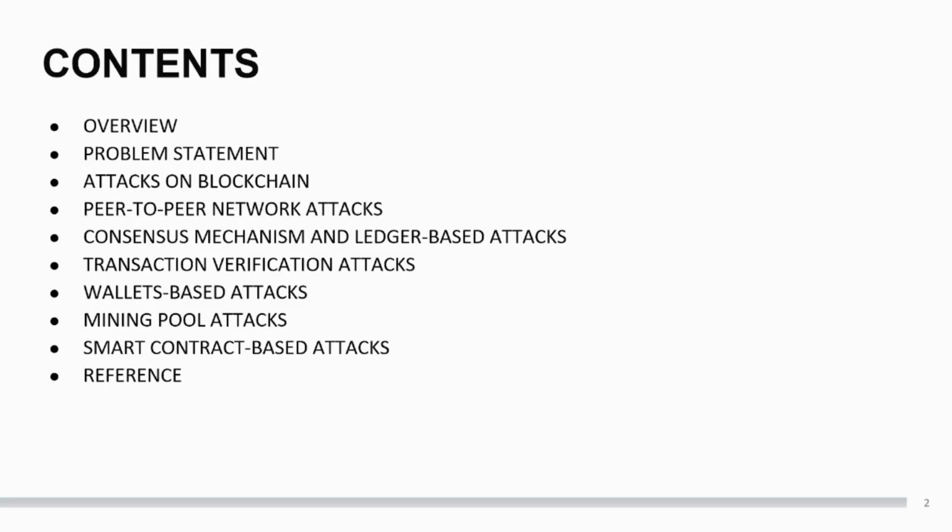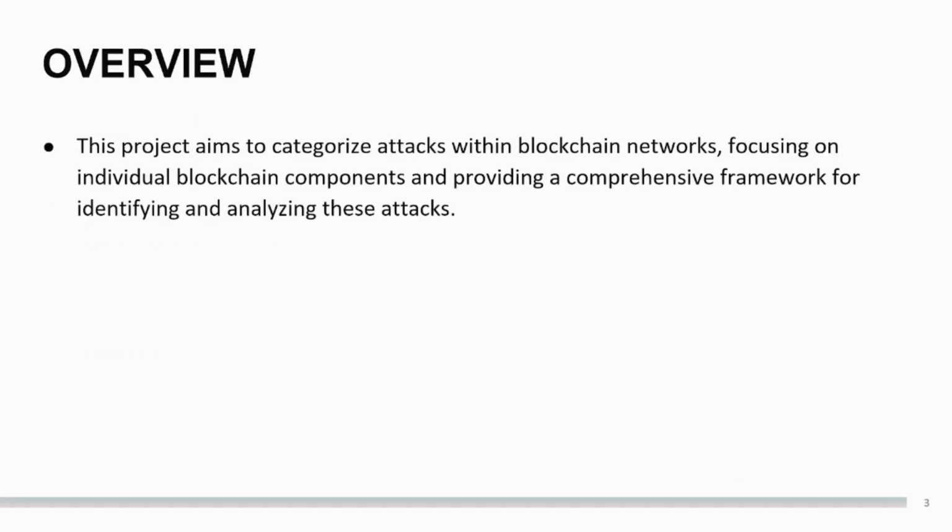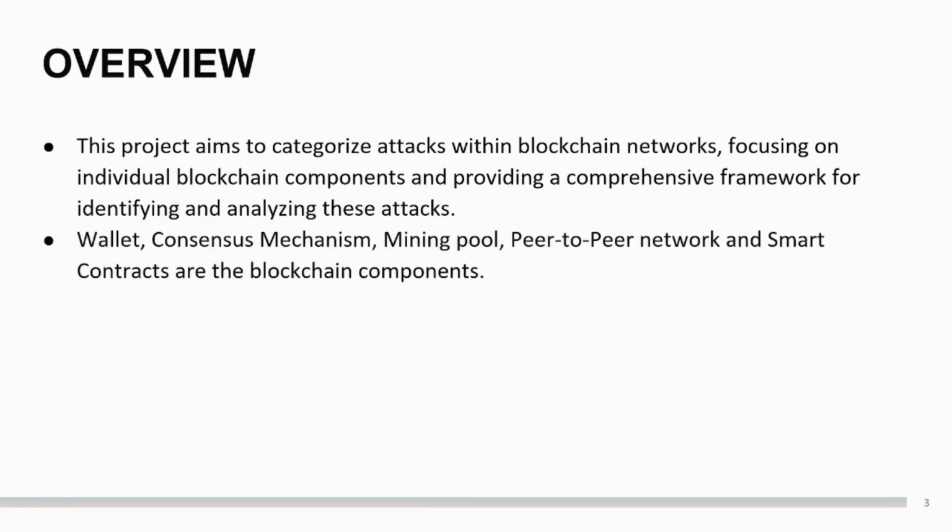These are the contents. So, beginning with the overview. This project aims to categorize attacks within the blockchain network, focusing on individual blockchain components and providing a comprehensive overview for identifying and analyzing these attacks. Consensus mechanism, mining pool, peer-to-peer network, and smart contracts are the blockchain components which we will be classifying.